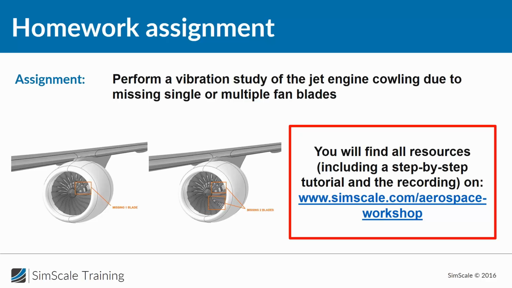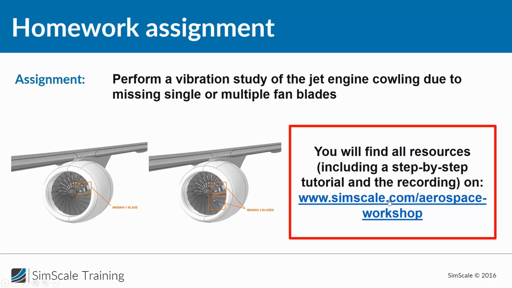The first part of the homework is for you to create the same frequency analysis I created, and then to modify or to create a harmonic analysis based on the frequency analysis for the whole jet engine, and for a jet engine with a missing 1 blade, and for the jet engine version with 2 blades missing. And the good thing is you just need 1 mesh. You will remove these blades by adding sensible boundary conditions.